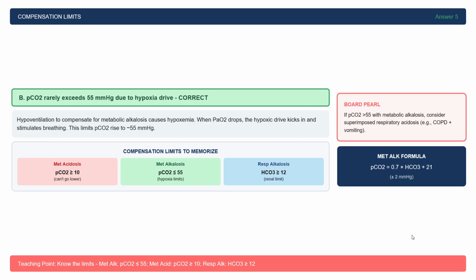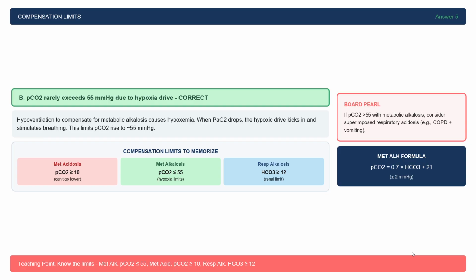So here's an important clinical pearl. If you see a patient with metabolic alkalosis and the PCO2 is higher than 55, you should strongly suspect an additional respiratory acidosis. A classic example would be a patient with COPD who is also losing gastric acid from vomiting. If you want to estimate expected compensation in metabolic alkalosis, you can use this formula. Expected PCO2 equals 0.7 times the bicarbonate plus 21, plus or minus 2.